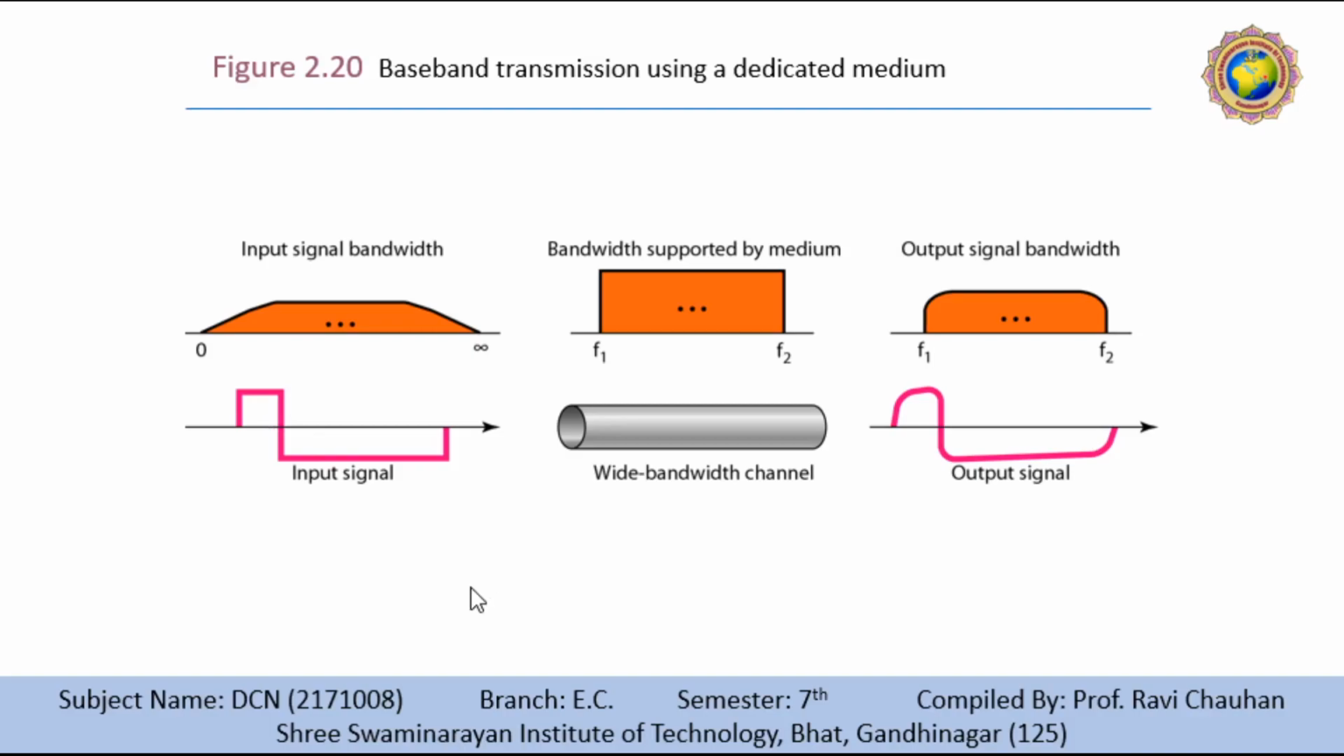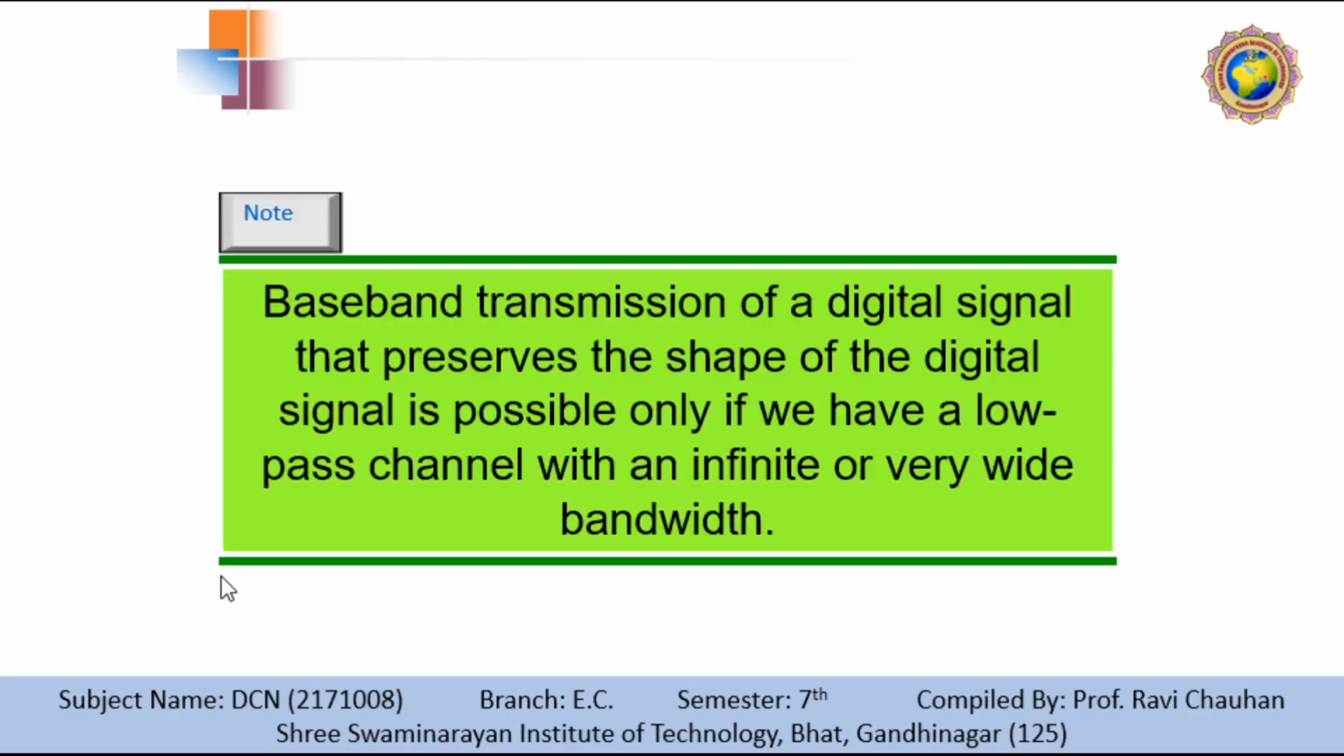Although the output signal is not an exact replica of the original signal, the data can still be deduced from the received signal. Note that although some of the frequencies are blocked by the medium, they are not critical. The baseband transmission of the digital signal that preserves the shape of the digital signal is possible only if we have a low pass channel with an infinite or very wide bandwidth.